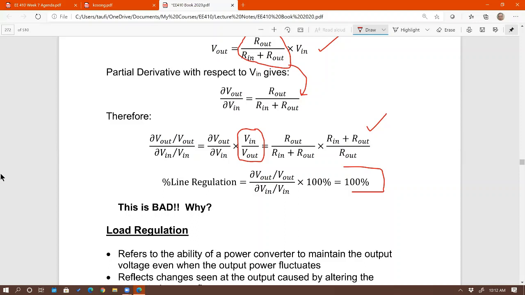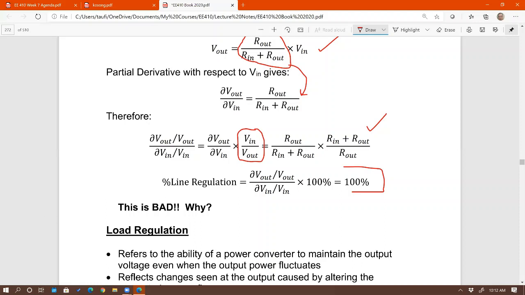Anytime the input is being changed by a certain percentage, then the output will also change by the same percentage. That's what it means. So if the input is being changed by 10%, then the output will also change by 10%. That's not going to be a good voltage regulator, right? Because it's always changing based on input voltage. In fact, it's tracking the input voltage very nicely, right?